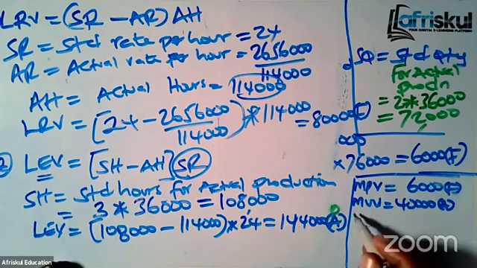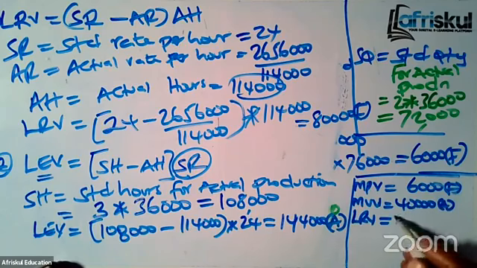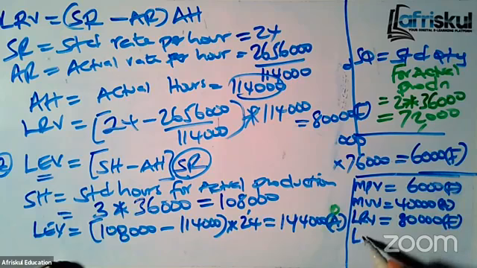Adverse. So we have our summary, don't forget. We have the labor rate variance, which gave us 80,000 favorable. And then we have the labor efficiency variance, which has just given us 144,000 adverse.